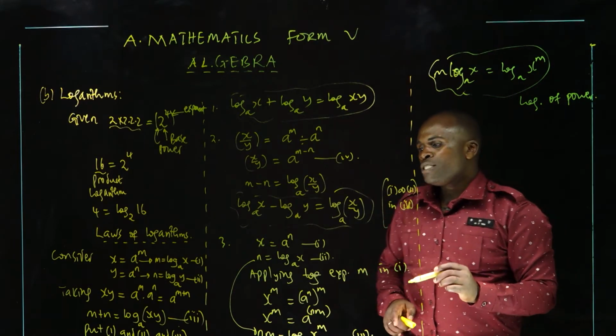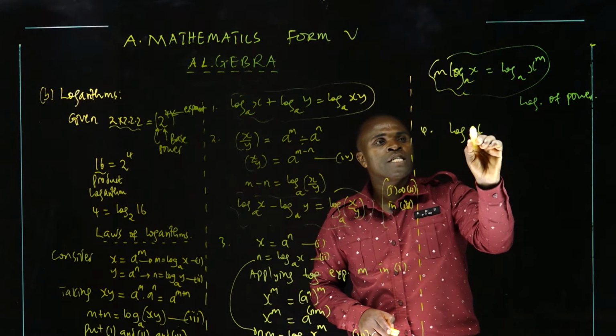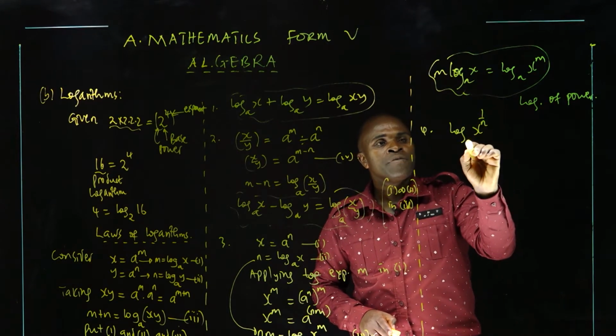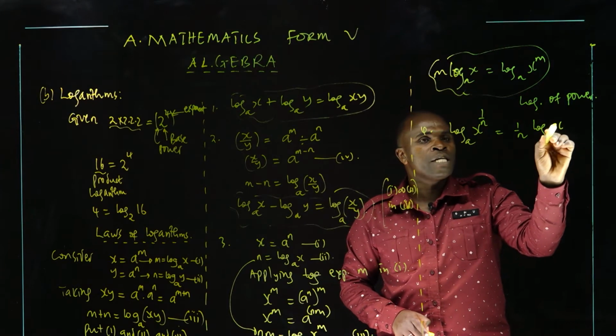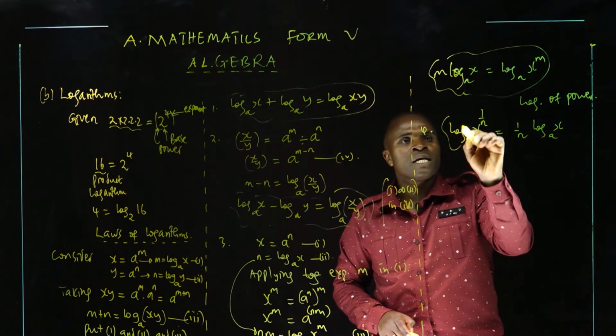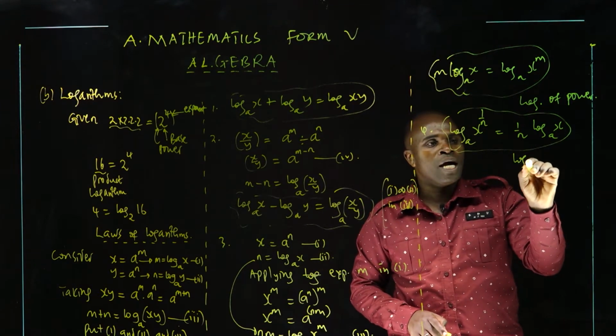Now, we just make it simple like this. When we have logarithm of x power 1 over n base a, this becomes 1 over n logarithm of x base a. This is another rule. Simply from logarithm of power, this is called logarithm of root.